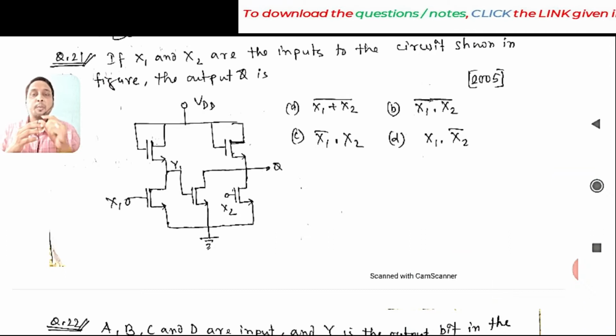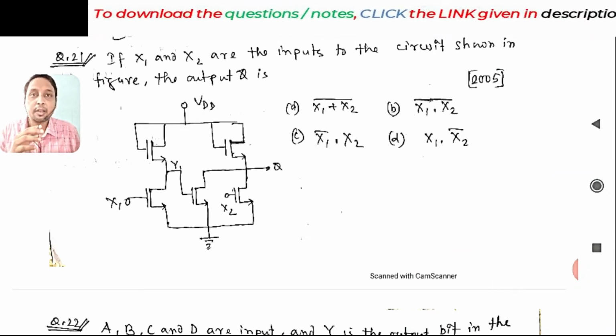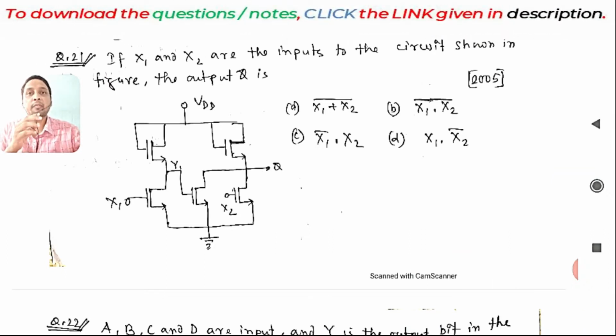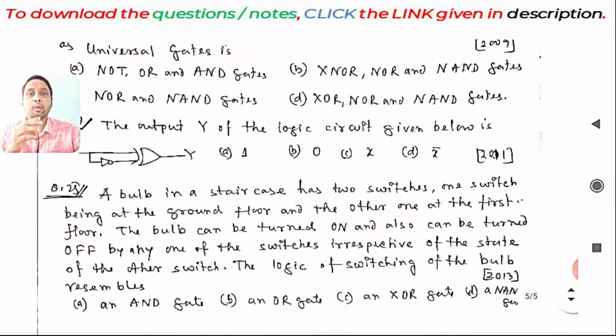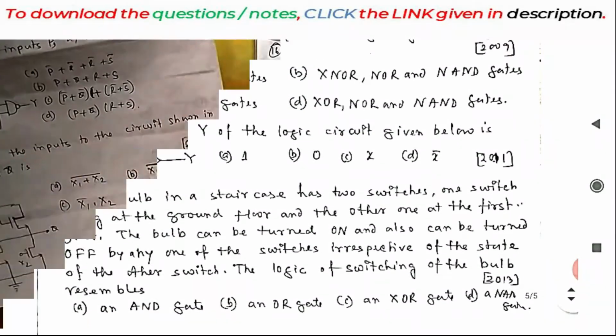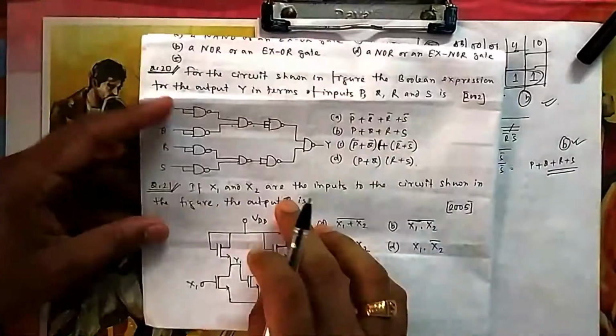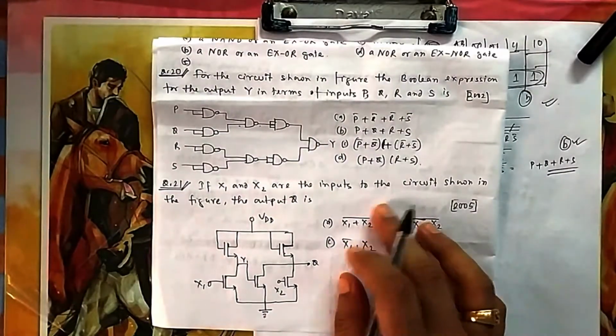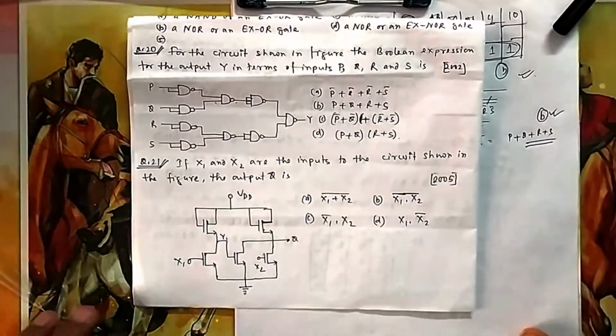Okay students, welcome you all to this new lecture on GATE Digital Electronics series. So today we will be solving again 5 questions from 21 to 25. Okay, then let's try to solve these questions. 21. If x1, x2 are the inputs to the circuit shown in the figure, then find the output. So you start one by one.